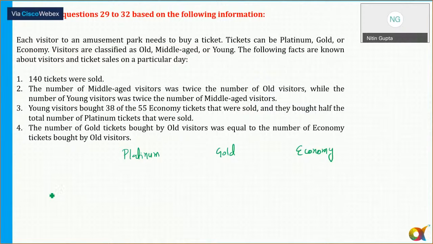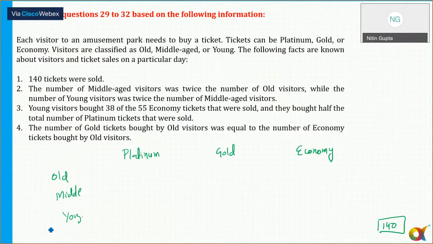Now it says visitors are classified as old, middle-aged, or young. So I can say visitors are old, middle, and young. The following 140 tickets are sold in total. So the total number of tickets sold is 140.